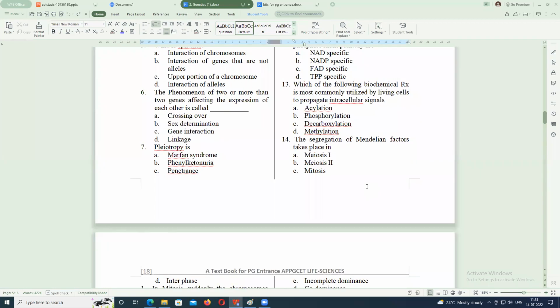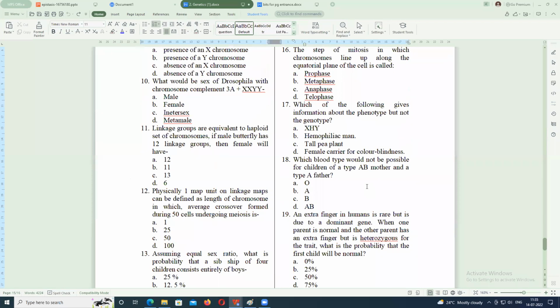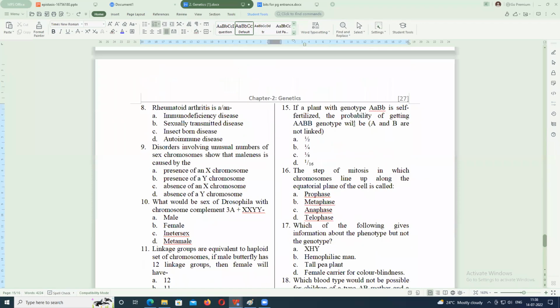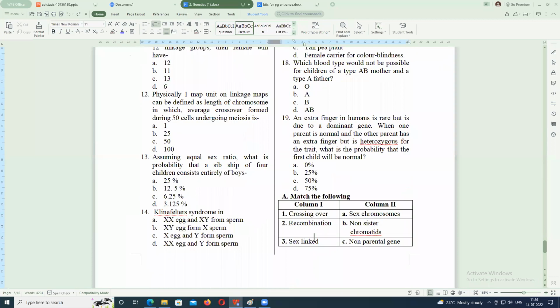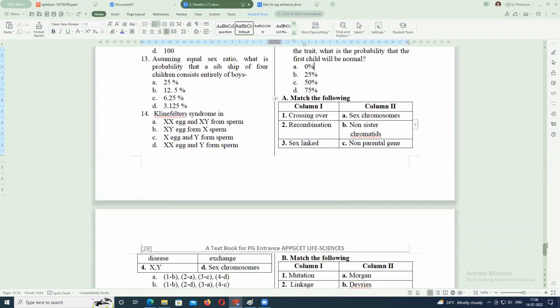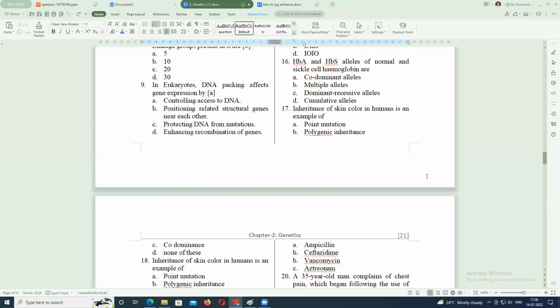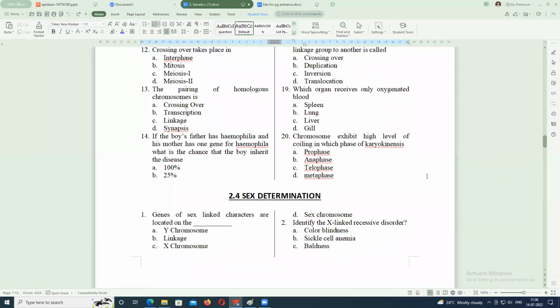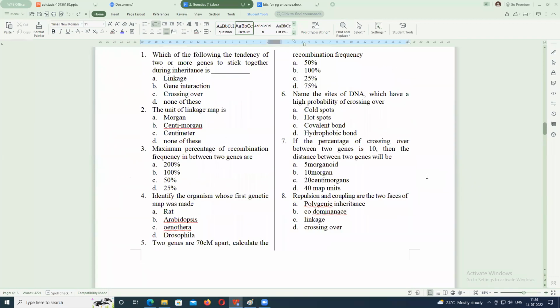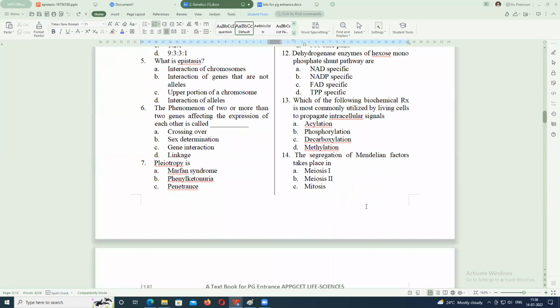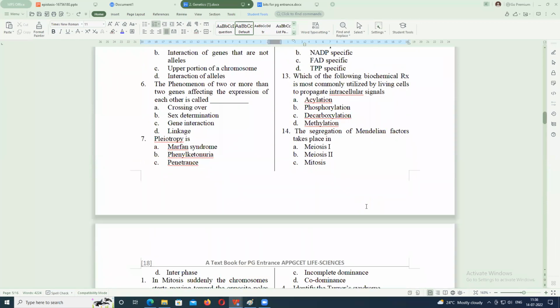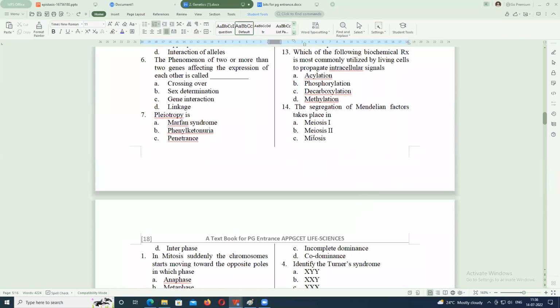When do Mendelian factors segregate? Meiosis 1, meiosis 2, where did mitosis go? Okay, what is your answer? I gave you a question. In which phase are genes getting separated? Mendelian factors means genes. Okay, where does the segregation, the separation, happen? Meiosis 1, meiosis 2, mitosis 1. Meiosis 1, ma'am.